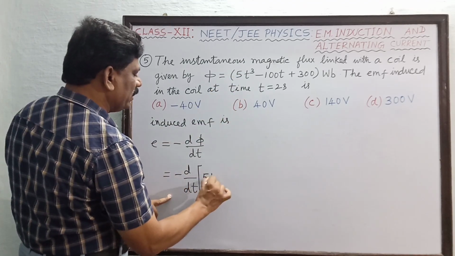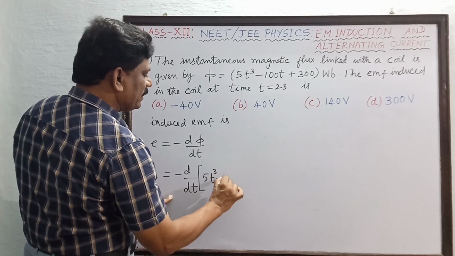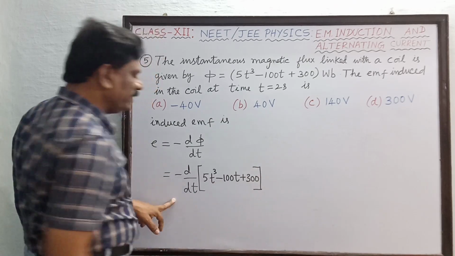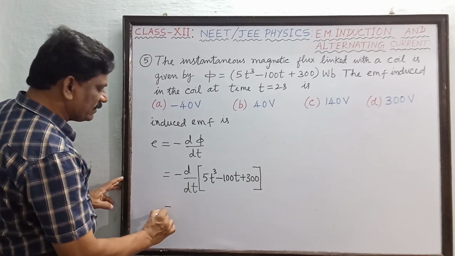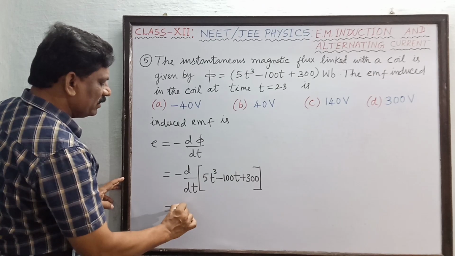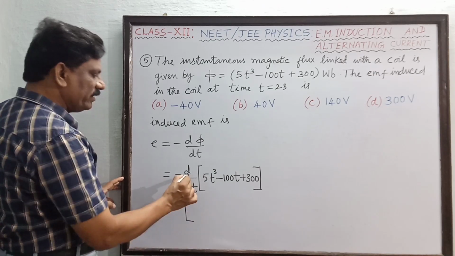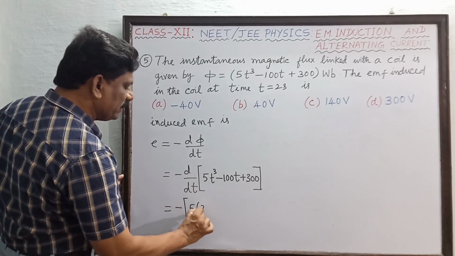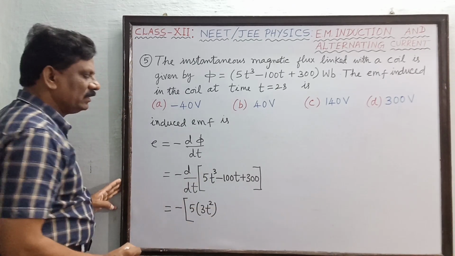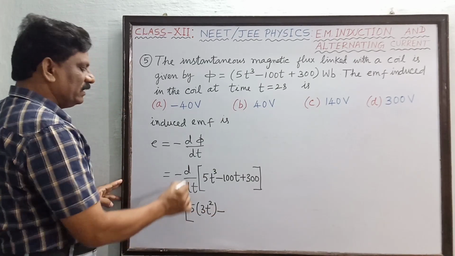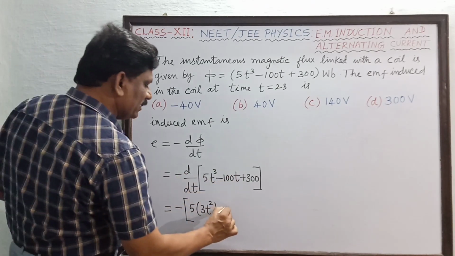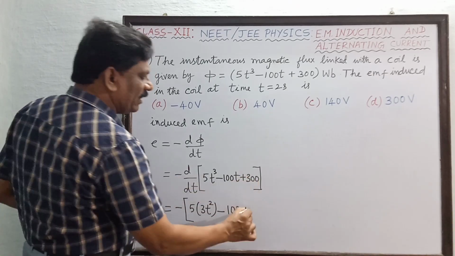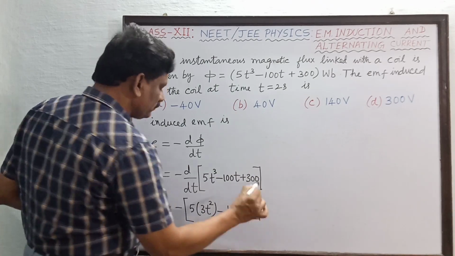Now I will substitute here 5t cube minus 100t plus 300. So this has to be differentiated now. So this is minus of d by dt. So d by dt of 5t cube is 5 into 3t square. Then there is a minus sign. D by dt of 100t is 100 plus d by dt of a constant is 0.